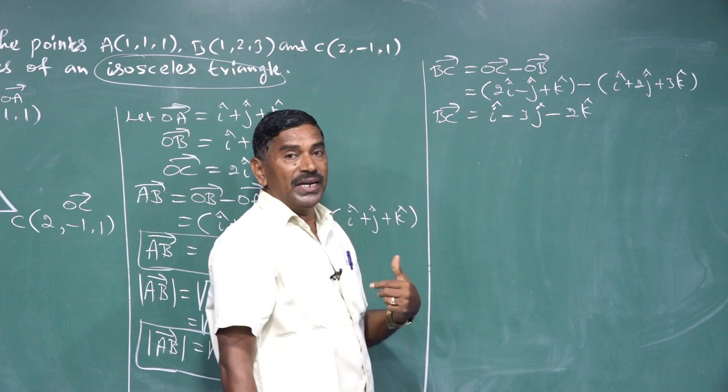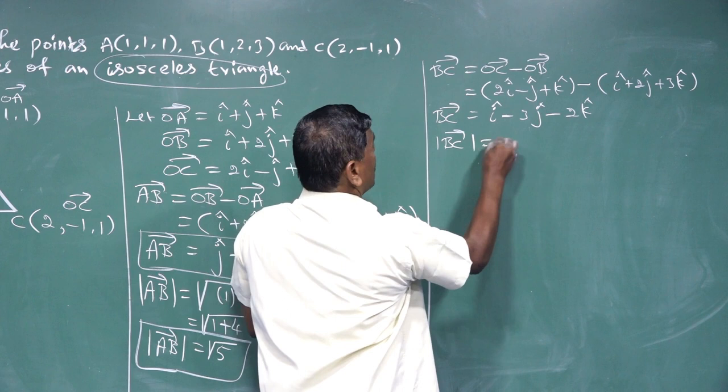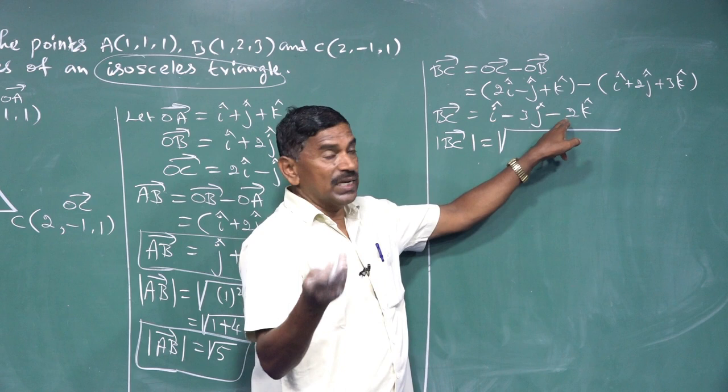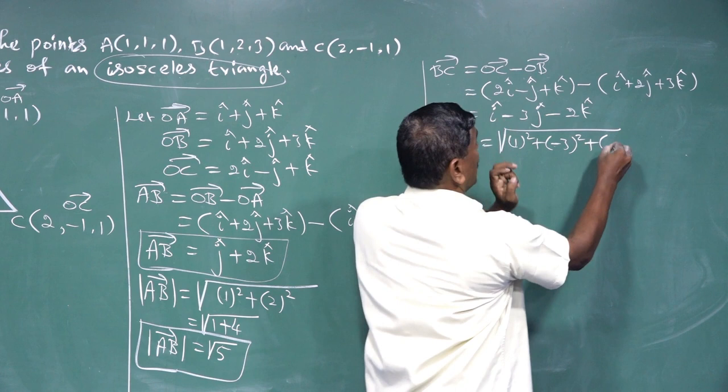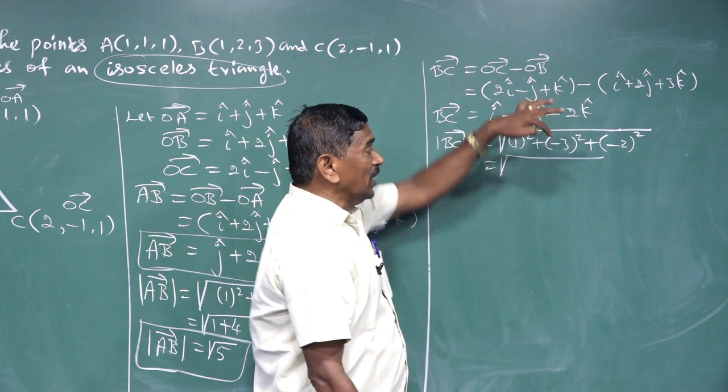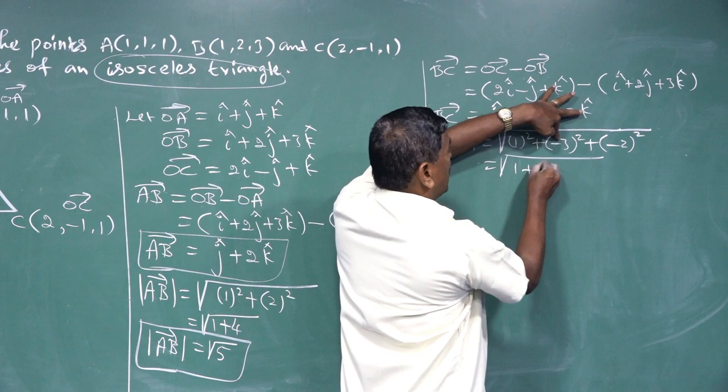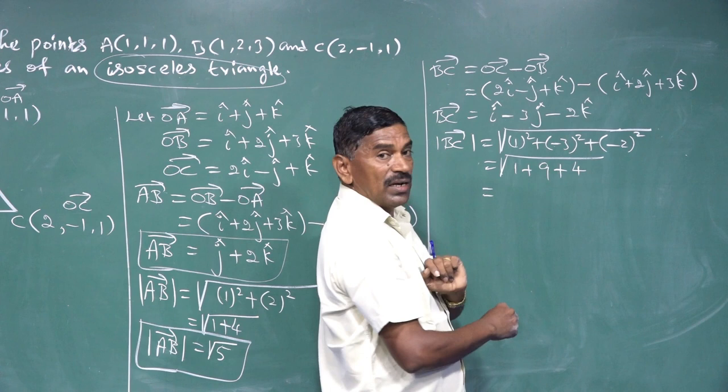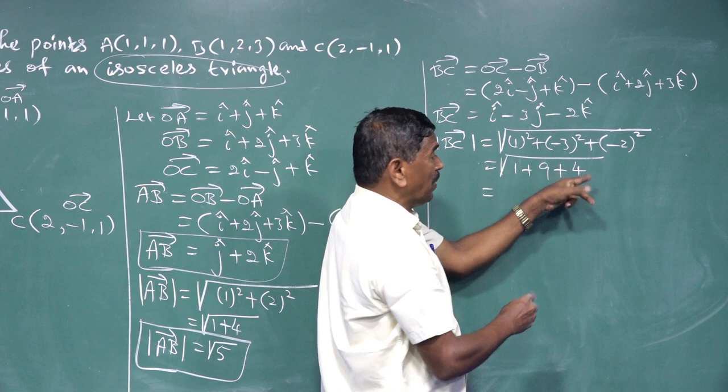But we need the magnitude of BC vector. Modulus BC vector is equal to square root of the sum of the squares of the î, ĵ, k̂ coefficients. That is 1 square plus minus 3 the whole square plus minus 2 the whole square, which is equal to square root of 1 plus 9 plus 4. 1 plus 9, 10, 10 plus 4, 14. So square root of 14 is modulus BC vector.